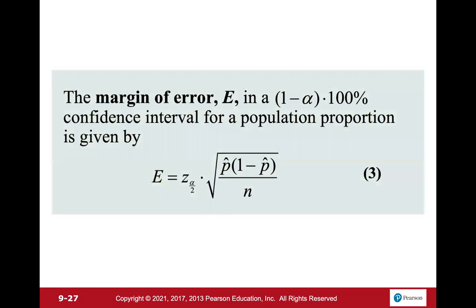So they did give us a margin of error like that. So the margin of error here, in a 1 minus alpha times 100% confidence interval for the population proportion, is given by this value right here: our critical value, z sub alpha over 2, times our standard deviation, which is the square root of p hat times 1 minus p hat divided by n.